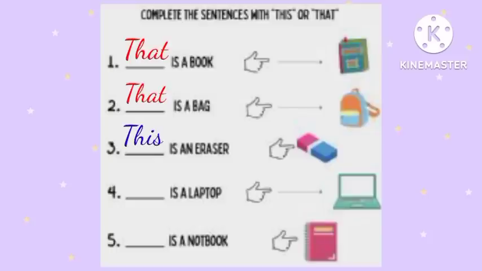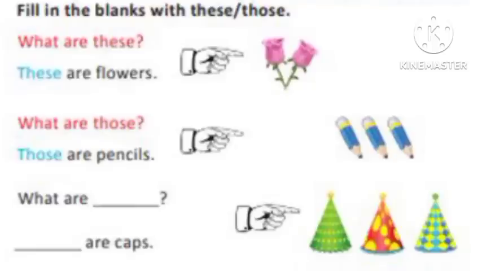Number three, that is near, hampir tersentuh jari. This. This is an eraser. Number four, that. Very good. Far, that. Number five, dekat, near, this. Very good. Let's see the second question.